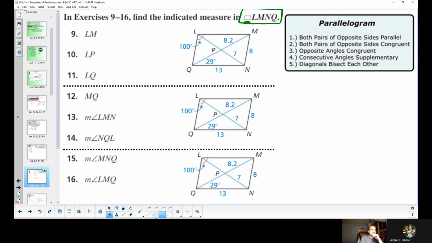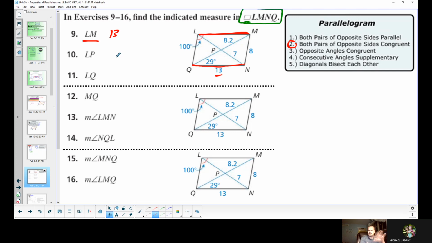So number 9, they're asking us to find the measure of segment LM. Well, LM is along the top here, and property 2 states that both pairs of opposite sides are congruent. So LM would be congruent to QN, which happens to be 13. So the answer to number 9 is 13.